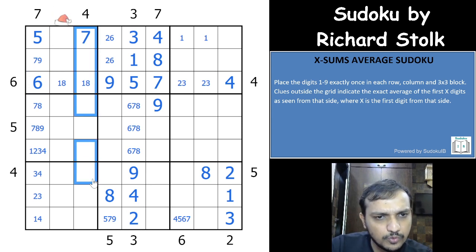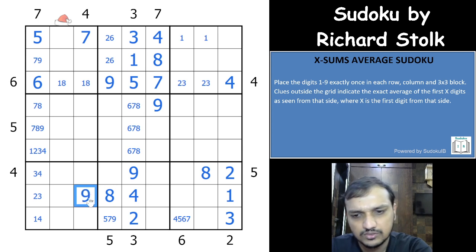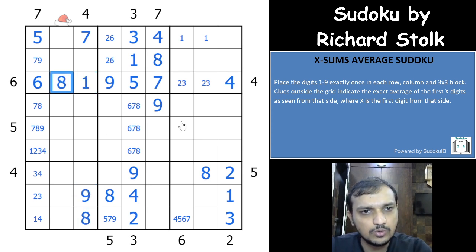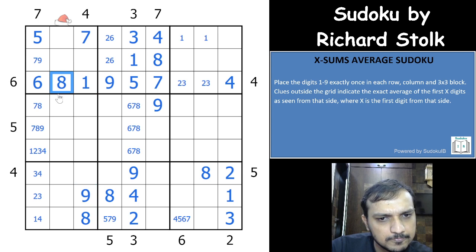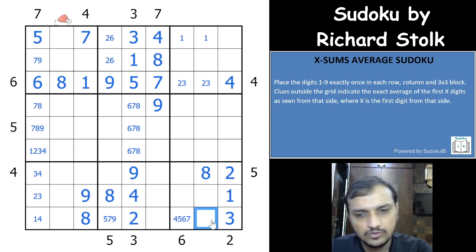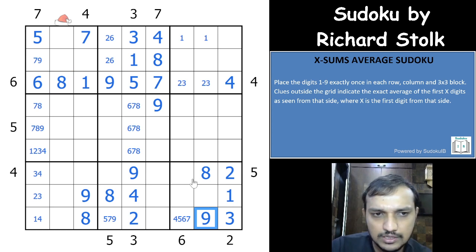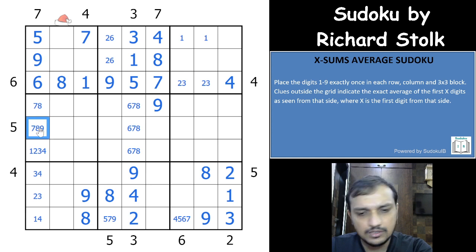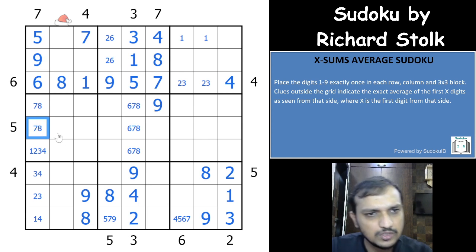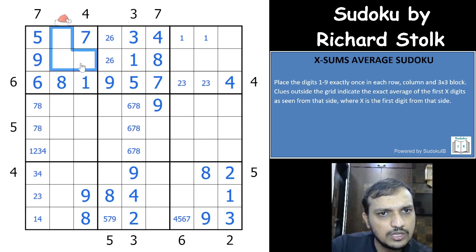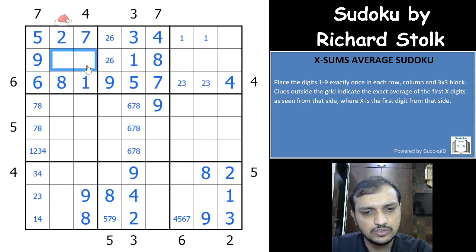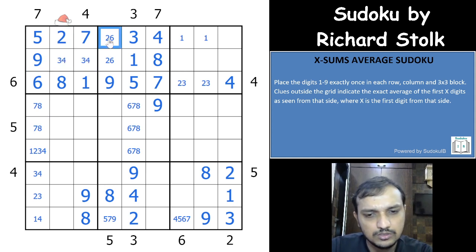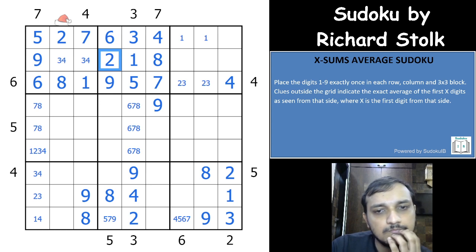Sum of first 7 digits would have to be 28. So the remaining 2 digits are 17. This is 9. This is 8. That gives you 1 and 8 here. That gives you a 9 here. Using the classic Sudoku rules, that 7 gives you a 9 here. 9 eliminates 9 from this cell. 2, 3 and 4. So this is 2. These two cells are 3 and 4 in any order. You get a 6 and a 2 here. Nice.